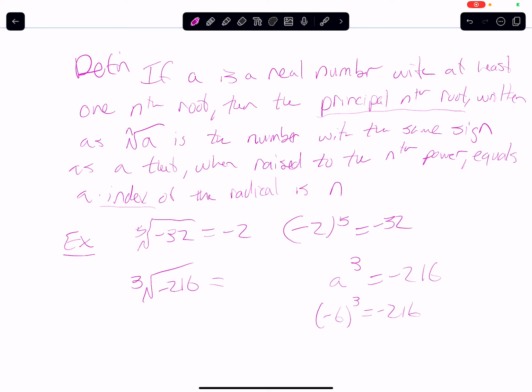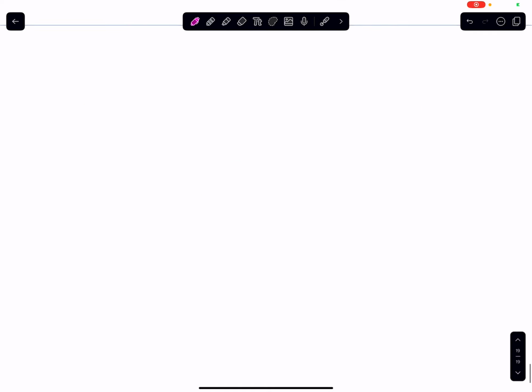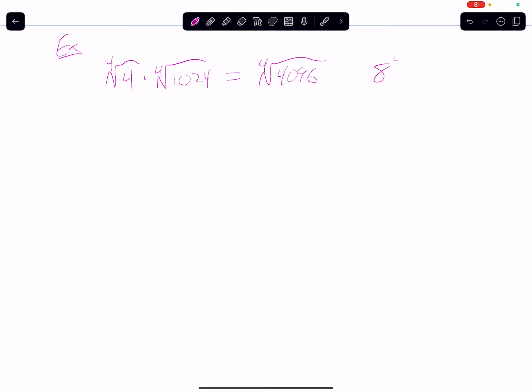Okay, let's try one more example. What if we have the fourth root of 4 times the fourth root of 1024? Well, that's two separate radical expressions, so we want to first write it as a single radical expression. So we can rewrite that as the fourth root of 4 times 1024, which is 4096. Well, 8 to the fourth power is equal to 4096, so the fourth root of 4096 is 8.